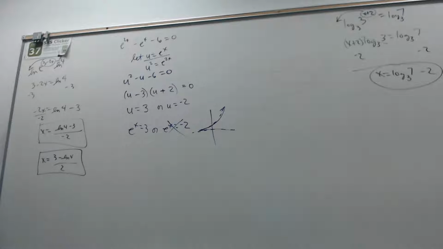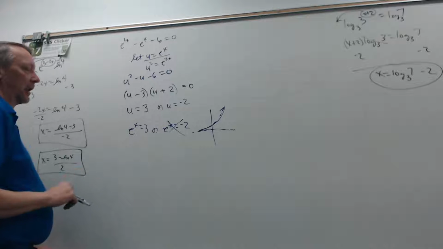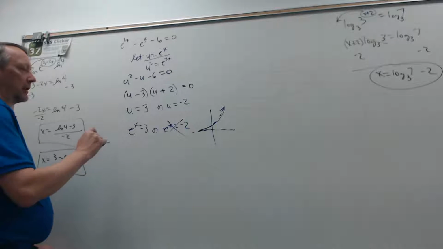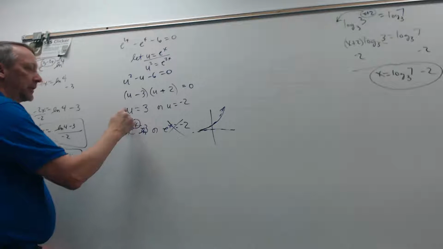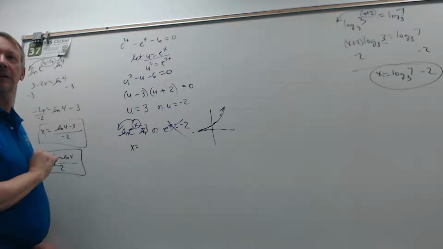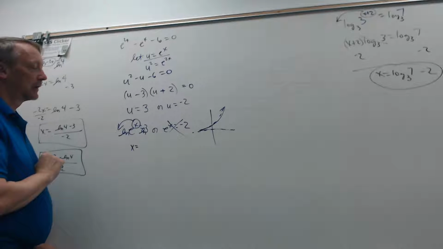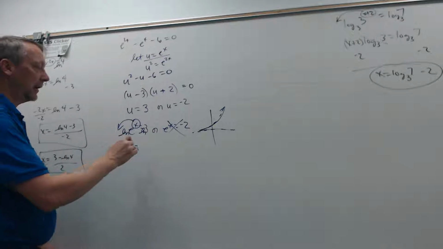Never. So we can rearrange that to be the natural log of 3 equals x. Take the ln on both sides, the x comes out front, x equals ln of 3.